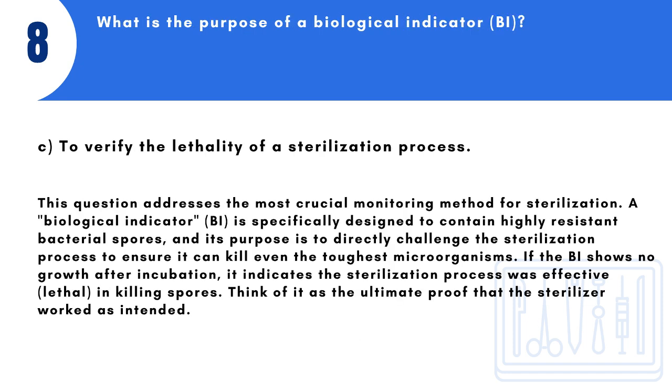Answer: C. To verify the lethality of a sterilization process. This question addresses the most crucial monitoring method for sterilization. A biological indicator, BI, is specifically designed to contain highly resistant bacterial spores, and its purpose is to directly challenge the sterilization process to ensure it can kill even the toughest microorganisms. If the BI shows no growth after incubation, it indicates the sterilization process was effective, lethal, in killing spores. Think of it as the ultimate proof that the sterilizer worked as intended.